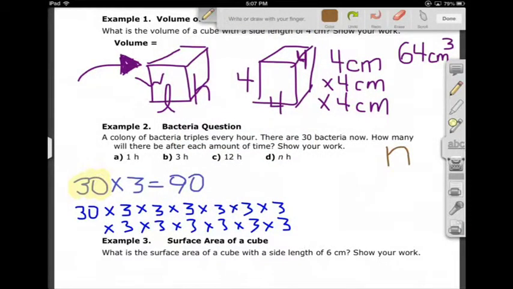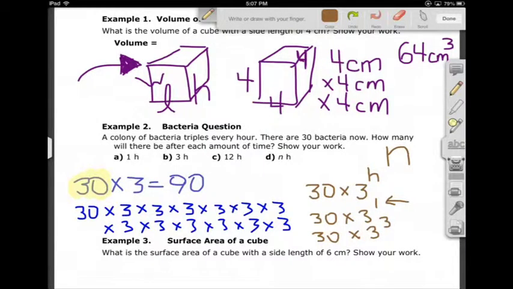like this, we could say in a general way that the formula is the initial population, whatever it is, times 3, and the exponent is whatever the number of hours is. So in the first hour, we had 30 times 3 to the first. There we go. 30 times 3 to the third power for the third hour.